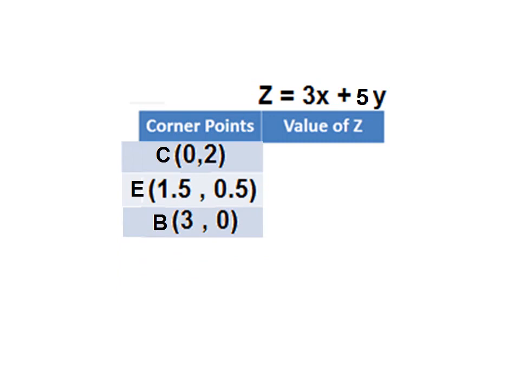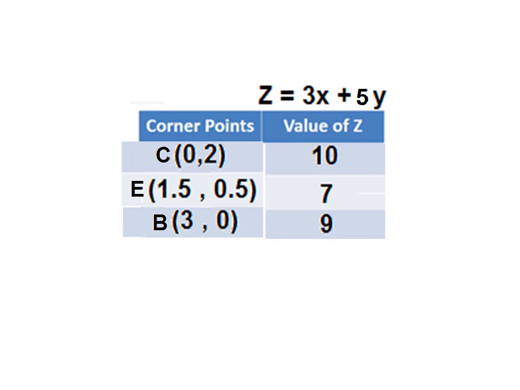E, as we have done in previous problems, either by looking at the graph you can estimate the values, or by solving the inequalities as simultaneous equations, we get the value of E, that is 1.5 and 0.5, or in fractions 3 upon 2 and 1 upon 2. And the other point is B, which is equal to 3 comma 0.